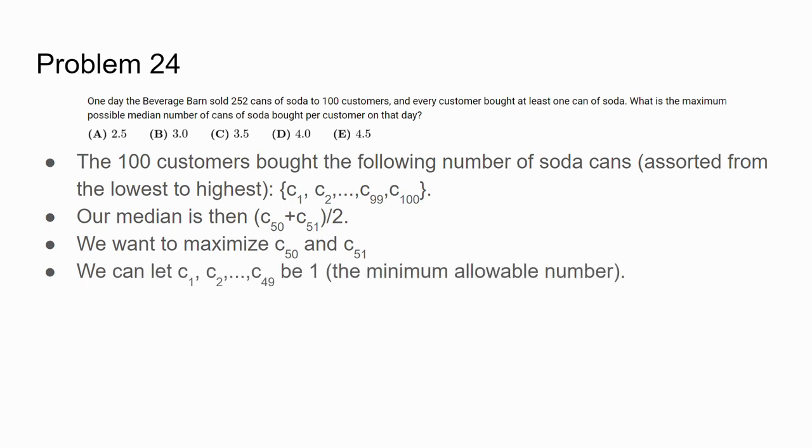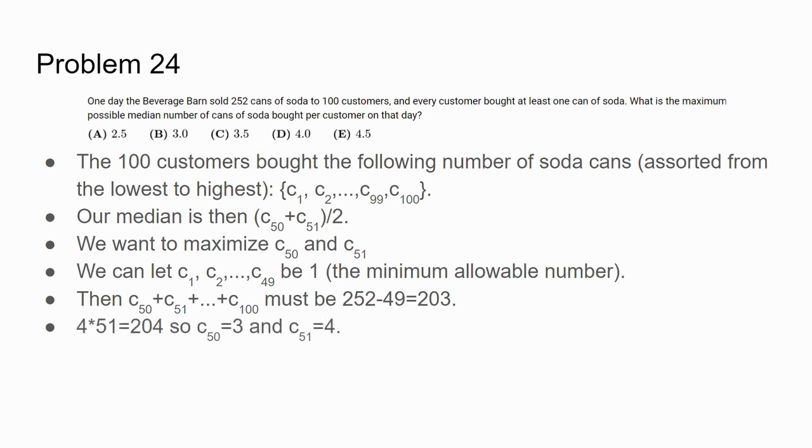So let C1 through C49 be 1, which is the minimum allowable number. Then the sum of the remaining 51 has to be 252 minus 49, which is 203. So we notice that 4 times 51 is 204, which would have been mightily convenient, because then we can just let all 51 of those customers have bought 4 cans and we're done.